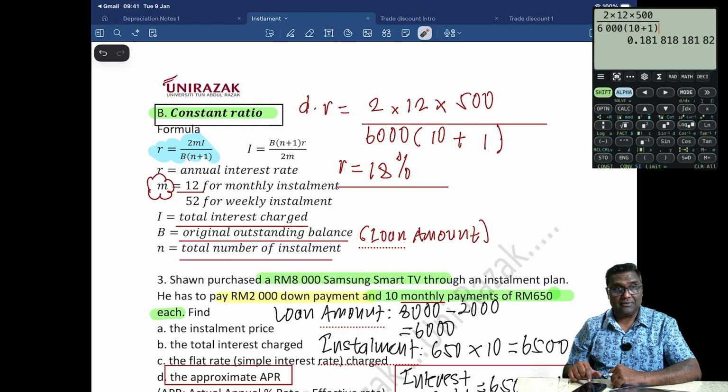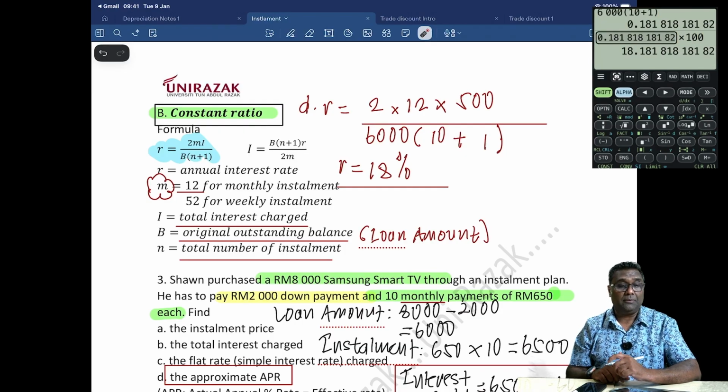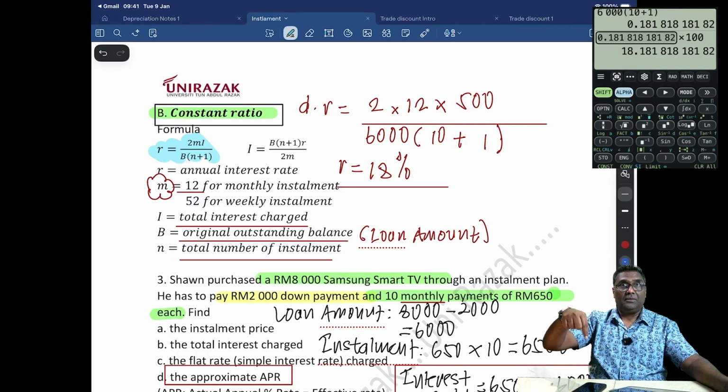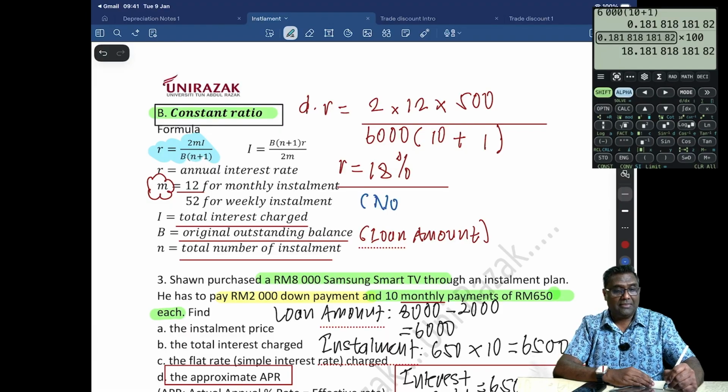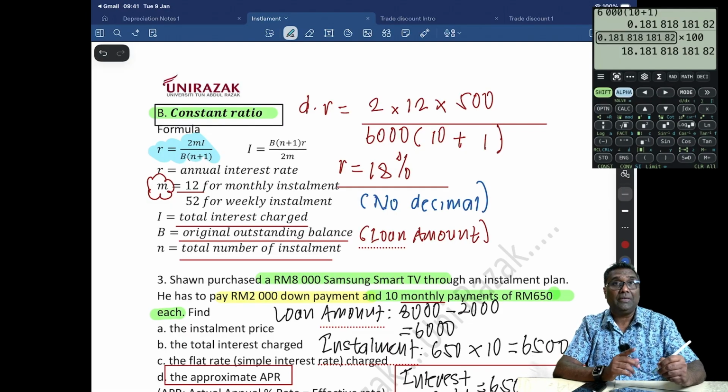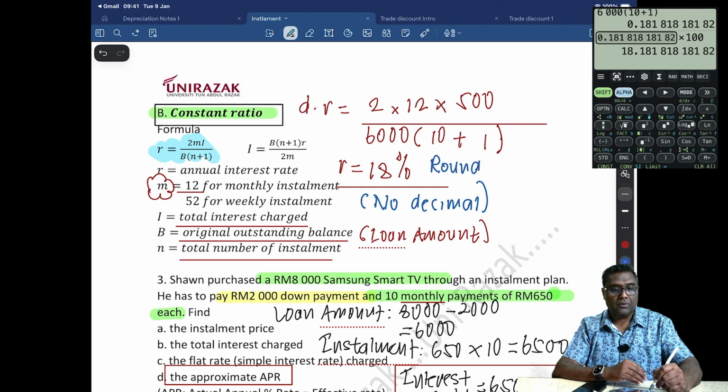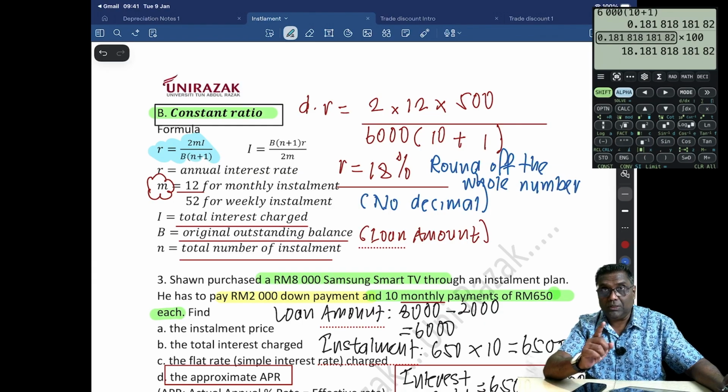I have the answer. Then I take the answer times 100, because I want it in percentage. You saw, the calculator shows 18.18 something. I insisted I don't want decimals, so I round off to the whole number, which becomes 18%. So that's how the constant ratio method works, students.